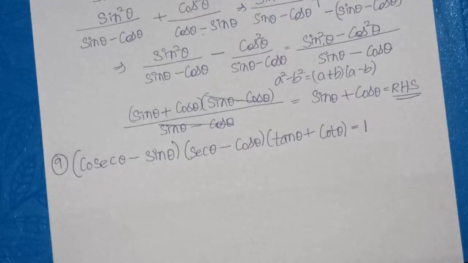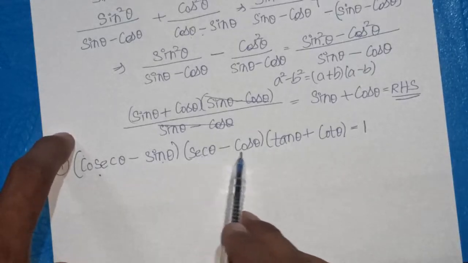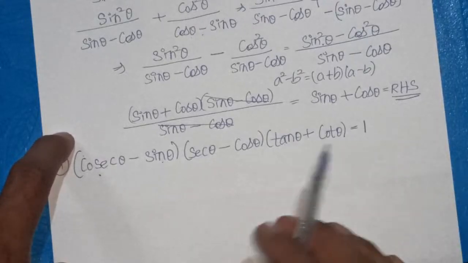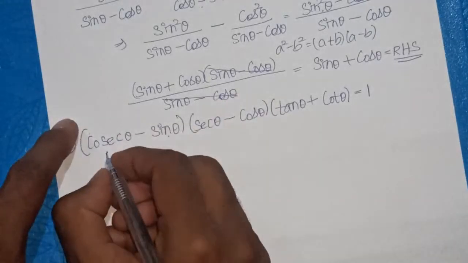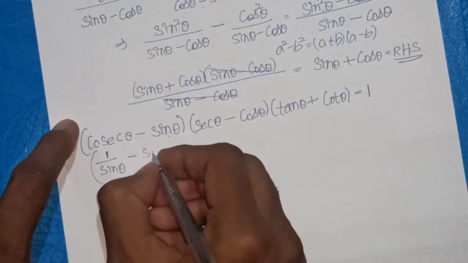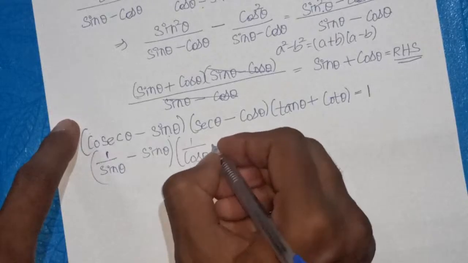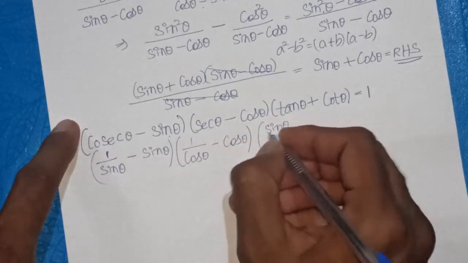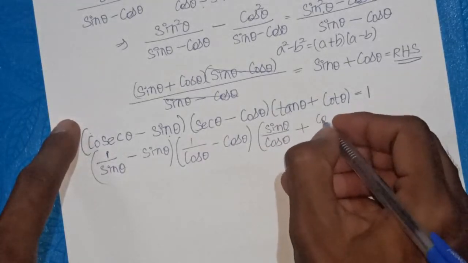So let's move on to the next question, that is (cosecant theta minus sin theta) into (secant theta minus cos theta) into (tan theta plus cot theta) will be equal to 1. Let us convert all the terms in the form of sin and cos. That is, cosecant can be written as 1 by sin theta minus sin theta. Secant can be written as 1 by cos theta minus cos theta. Tan theta can be written as sin theta by cos theta plus cot theta can be written as cos theta by sin theta.